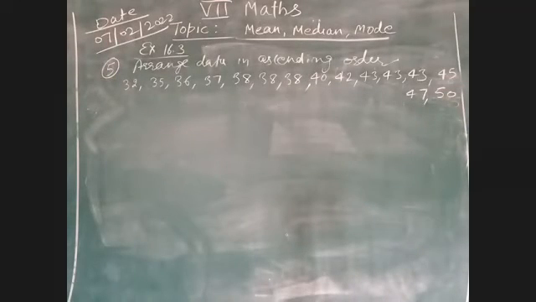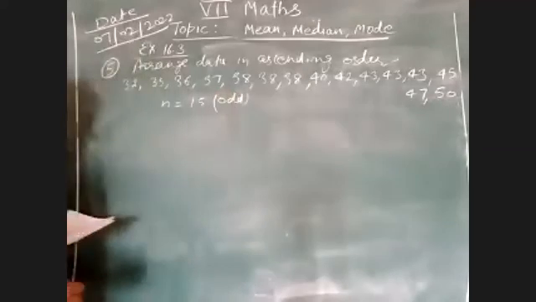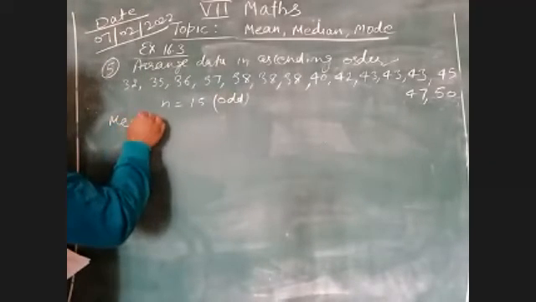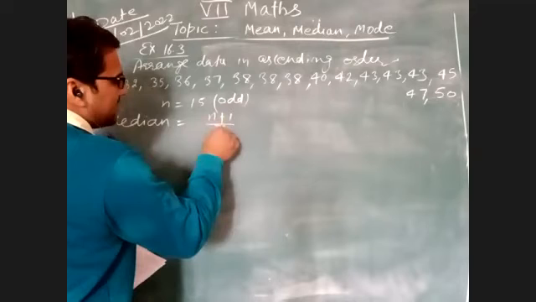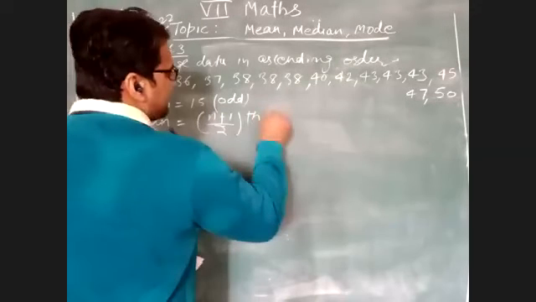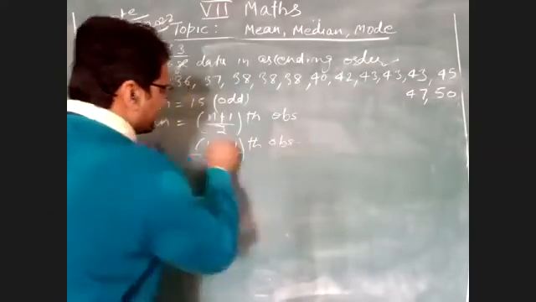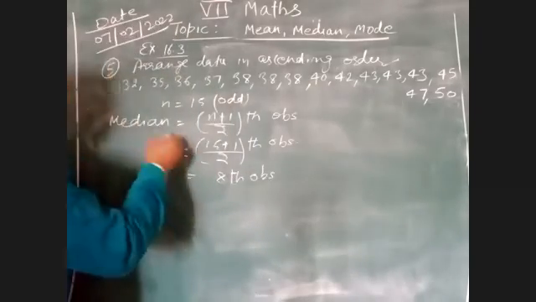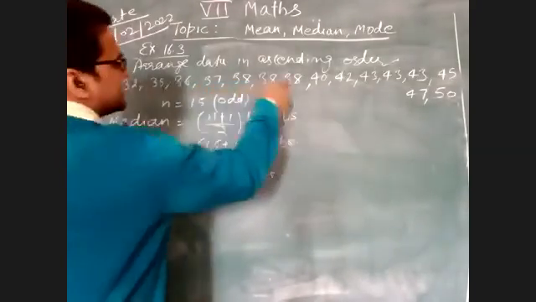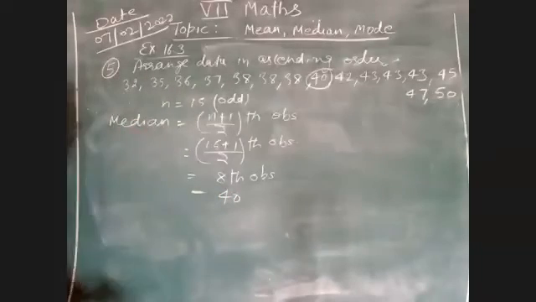So first of all, the value of n is 15, that is odd. And if you want to find the median, median will be the (n plus 1) by 2th observation. So 15 plus 1 by 2th observation, this will become the 8th observation. Now observe the 8th observation: 1, 2, 3, 4, 5, 6, 7, 8. The 8th observation will be 40. So the median for this question will be 40.